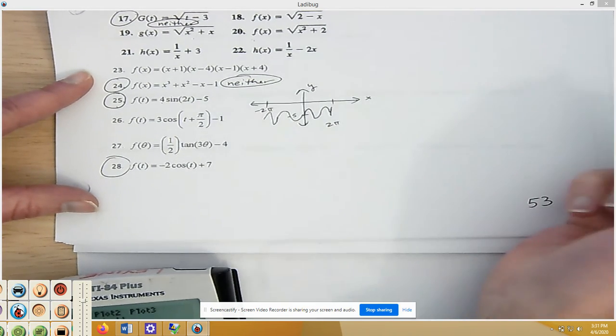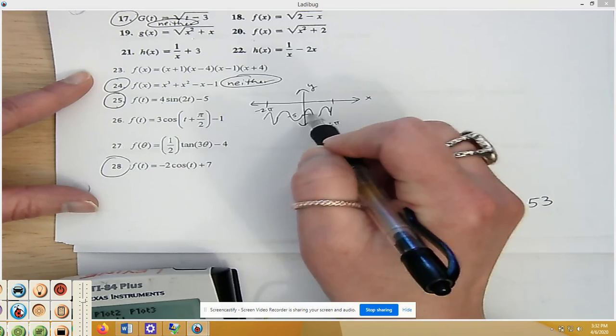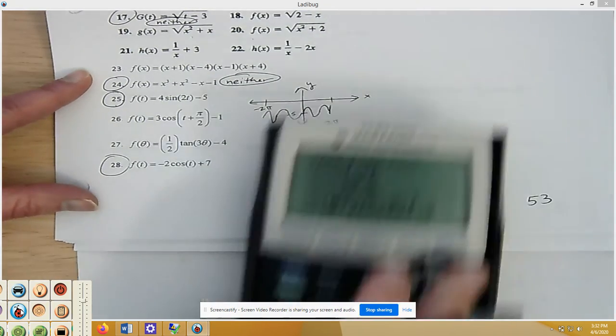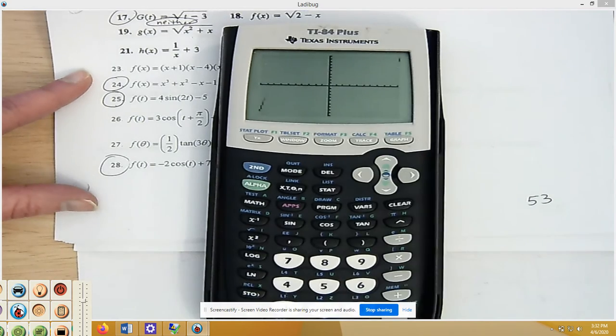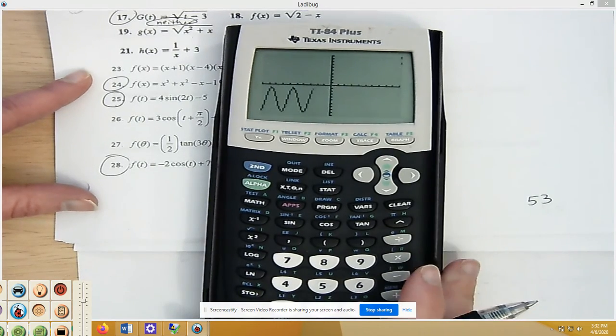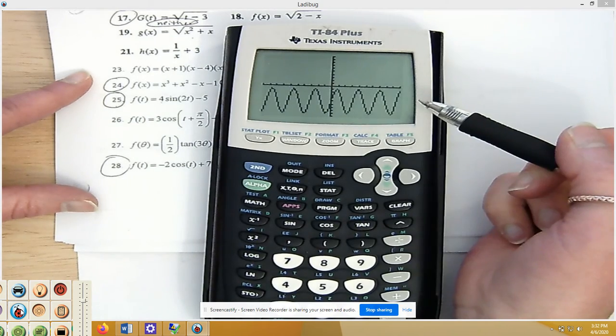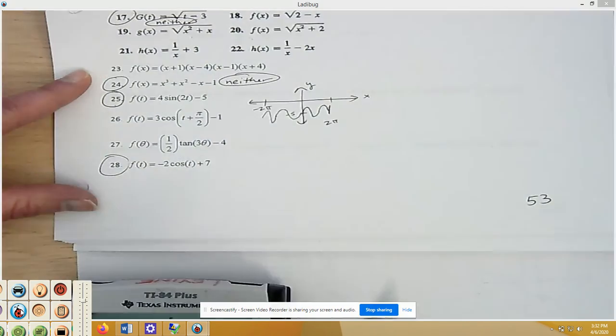It's clearly not even because it's not symmetric with respect to the y-axis, and then I can't turn it. So I don't even need to graph it in the graphing calculator. That one I just kind of reasoned out. But if I wanted to see it, here you go, and you can tell it's certainly not even, and it's not odd either. So this is a neither.